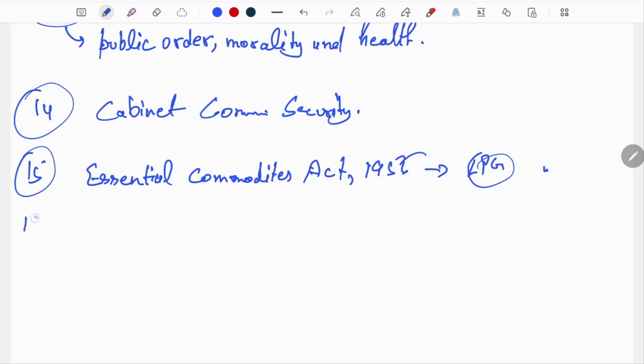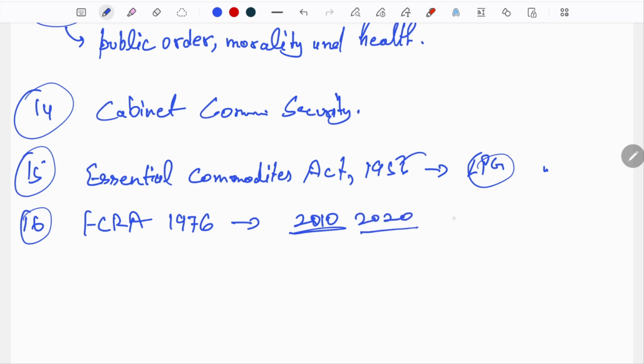And the next one is FCRA, that is the Foreign Contribution Regulation Act, 1976. It was amended from time to time, that is 2010 and 2020 also. There is also a recent proposed amendment in 2026, because of which it is in the news. This proposed amendment proposes a designated authority to manage the assets of the NGOs which are non-compliant or which have completed the time period of their FCRA certificates. So it can maintain their assets.